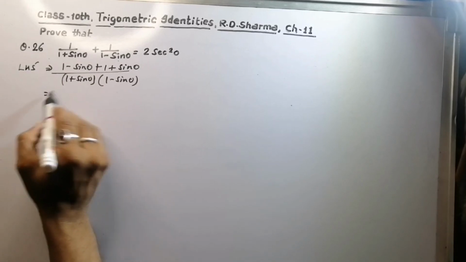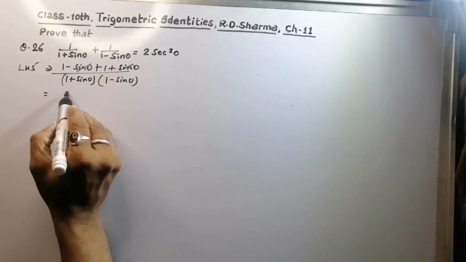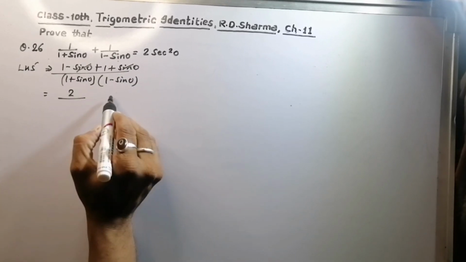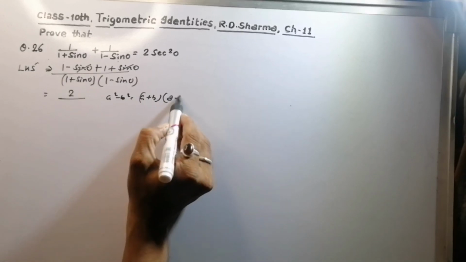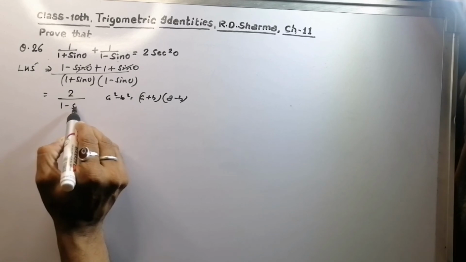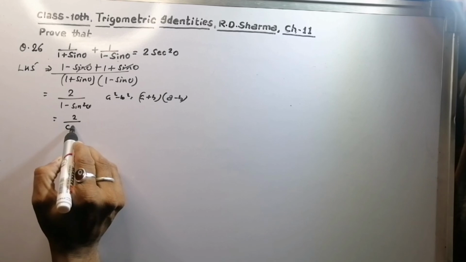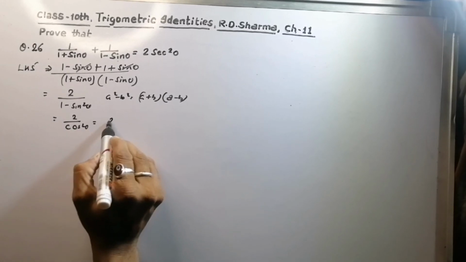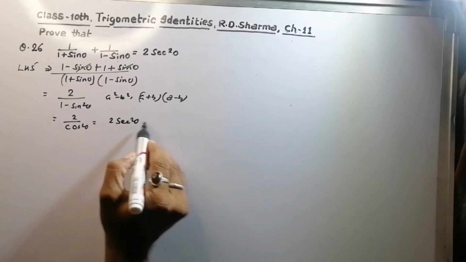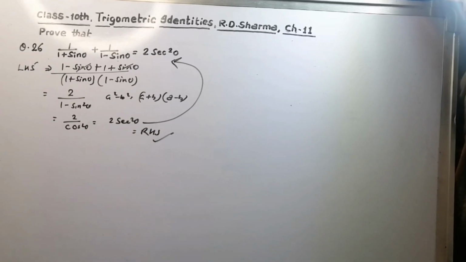Now question number 21. It is (1 plus tan square theta)(1 minus sin theta)(1 plus sin theta) is equal to 1. So we can write 1 plus tan square theta, and (1 minus sin theta)(1 plus sin theta) becomes 1 minus sin square theta. Now 1 plus tan square theta we can write sec square theta, and in place of 1 minus sin square theta we can write cos square theta.